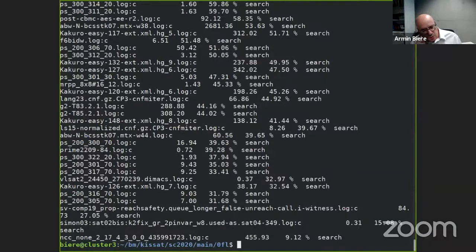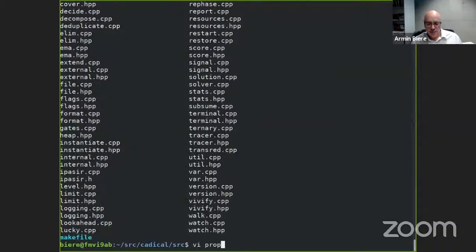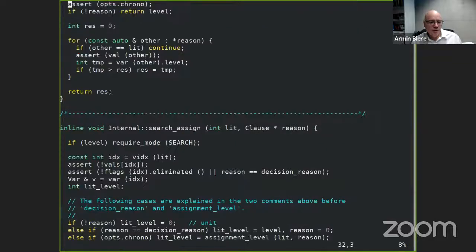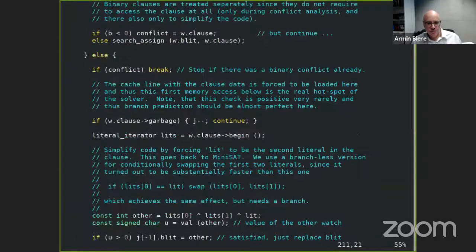Propagation is the hotspot. Are there any specific data structures for the propagation? Yes. Because we're at it, I can even point you to the point in the code which is the hotspot. In the CaDiCaL source, I think I even say this here. Yeah, here it says, this is the hotspot.